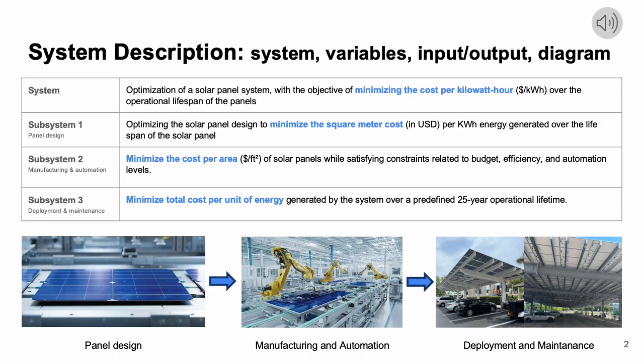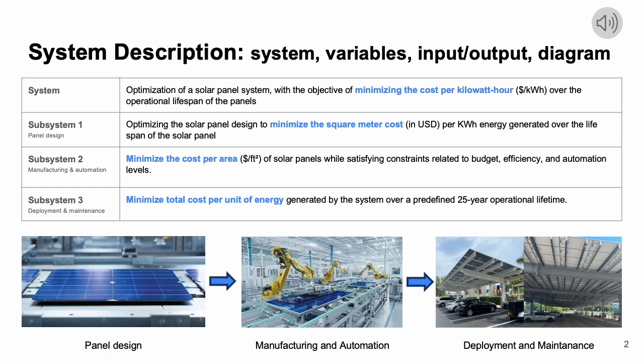The system we're optimizing is a solar panel system, and our objective is to minimize the cost per kilowatt hour over the panel's full operation life. To do this, we divide the system into three subsystems. Subsystem 1 is panel design, where we aim to minimize the cost per kilowatt hour by selecting optimal cell types, packaging, and efficiency.